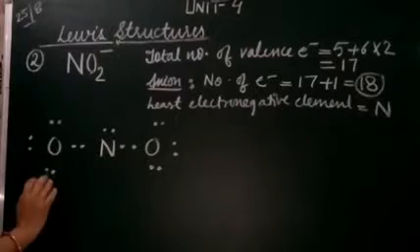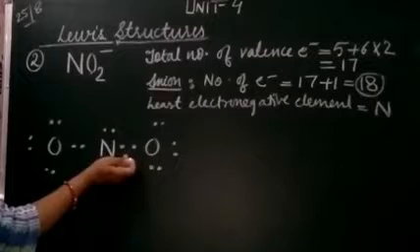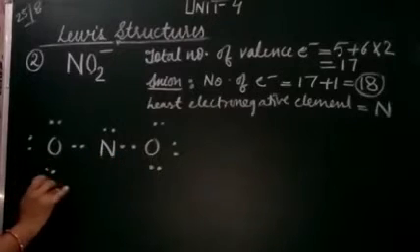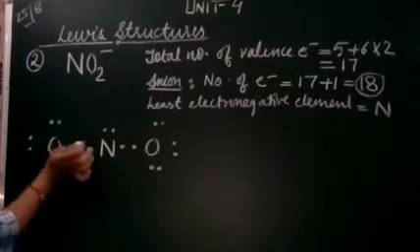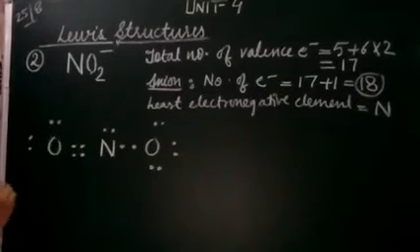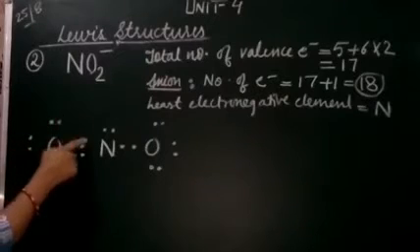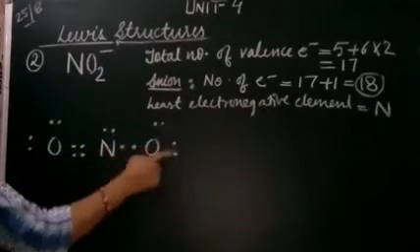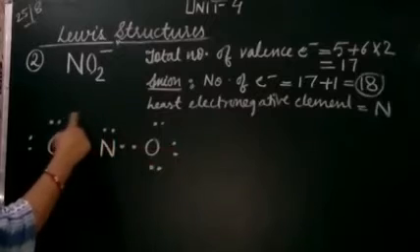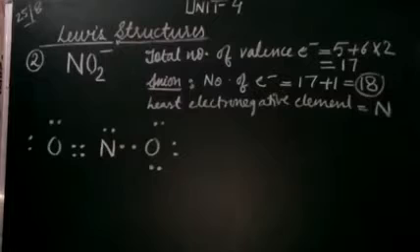So what you will do, you can either shift this lone pair of oxygen here to form a bond with the nitrogen, or of this oxygen atom. Right, so we are just going to shift it here. Now you will see that the octet of the oxygen atom is complete: 2, 3, 4, 5, 6, 7, 8. Here also 5, 6, 7, 8, and here it is also 4, 5, 6, 7, 8. All the 3 atoms have completed their octet.